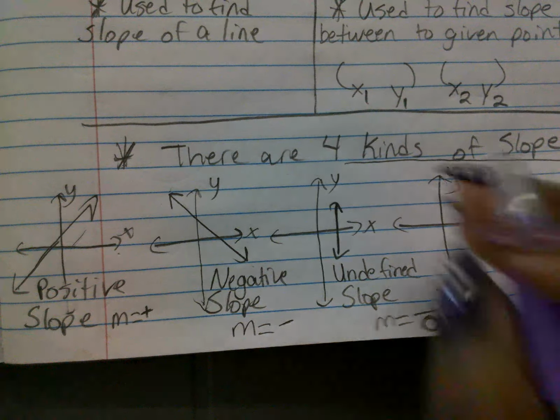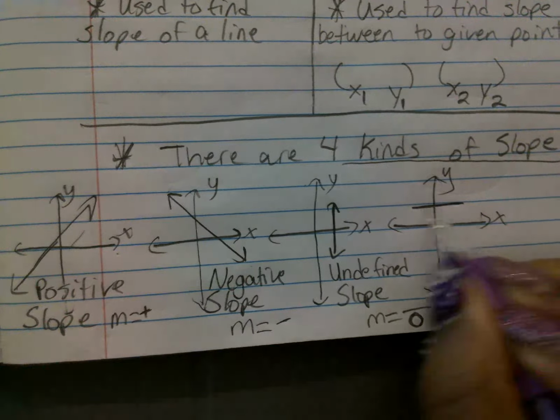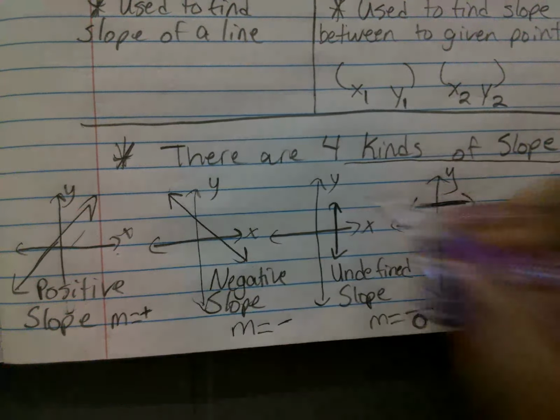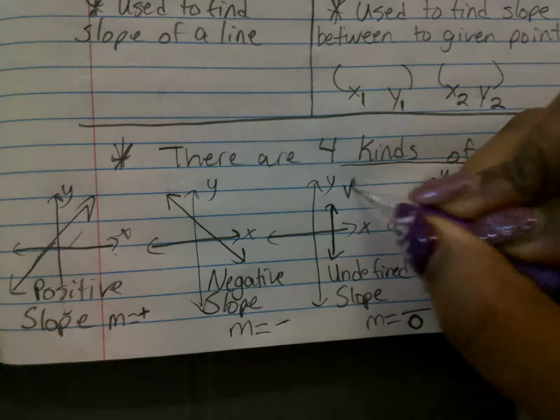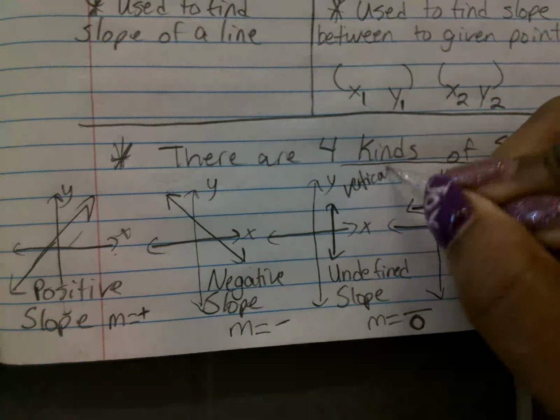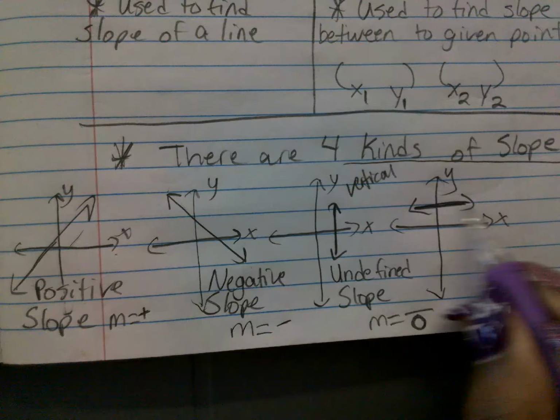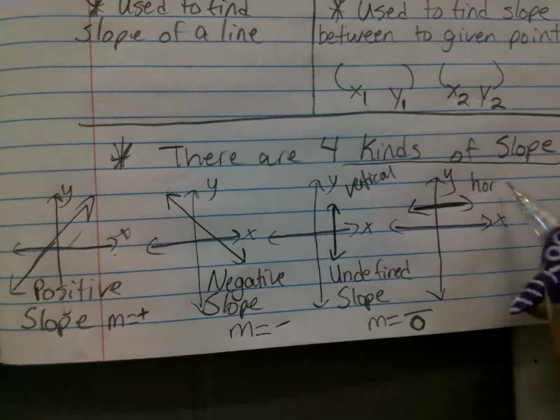The last type of slope there is a flat line. It's a horizontal line. I'm going to label this. This is a vertical line here. Vertical lines have undefined slope. A line that lays flat is horizontal.